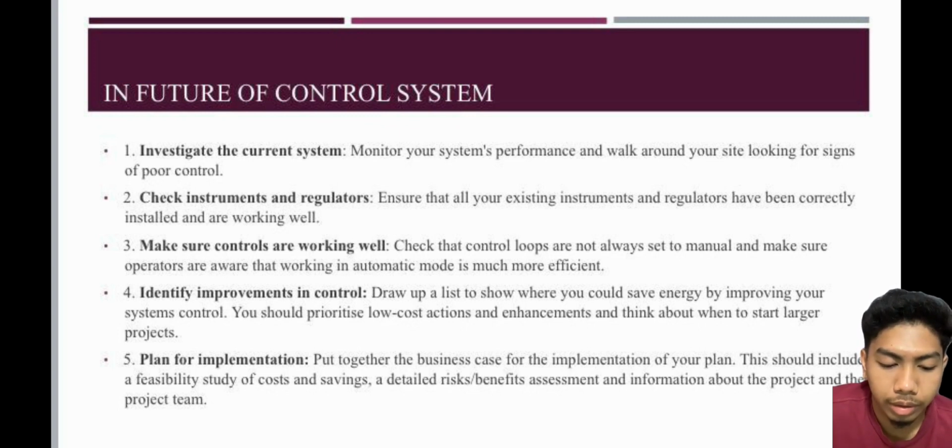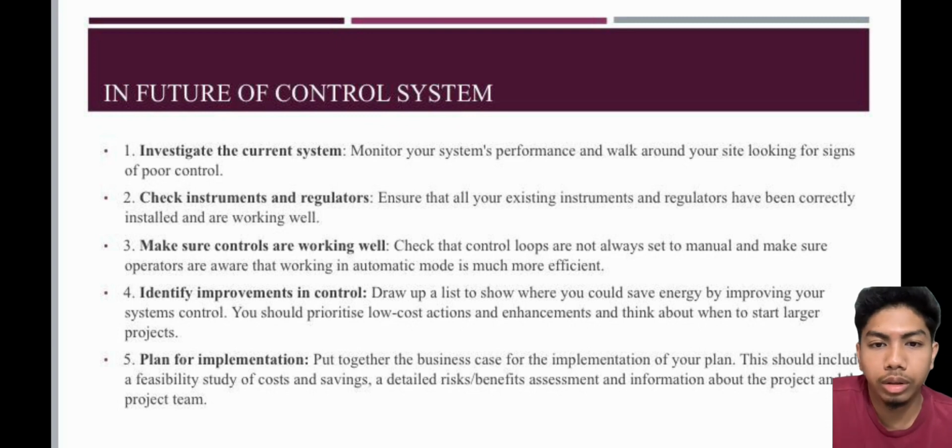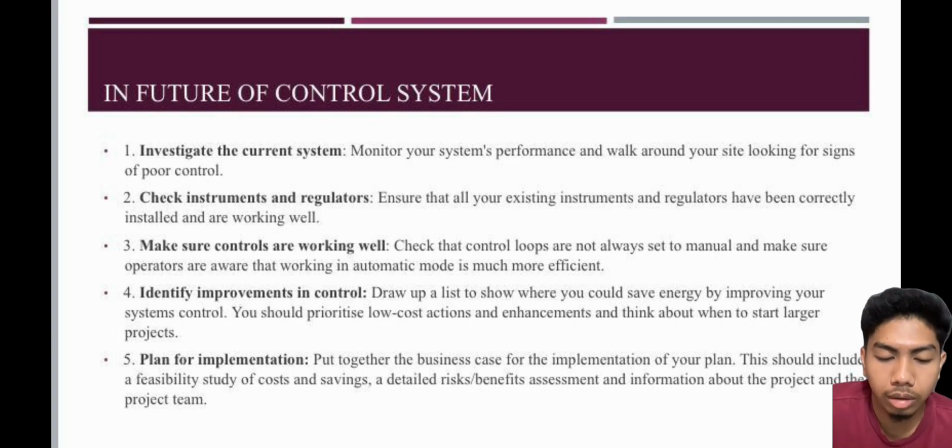Now I will explain about improvement of control system. 1. Investigate the current system. Monitor your system performance and walk around your site looking for signs of poor control. Number 2. Check instruments and regulators. Ensure that all your existing instruments and regulators have been correctly installed and are working well. Number 3. Make sure controls are working well.